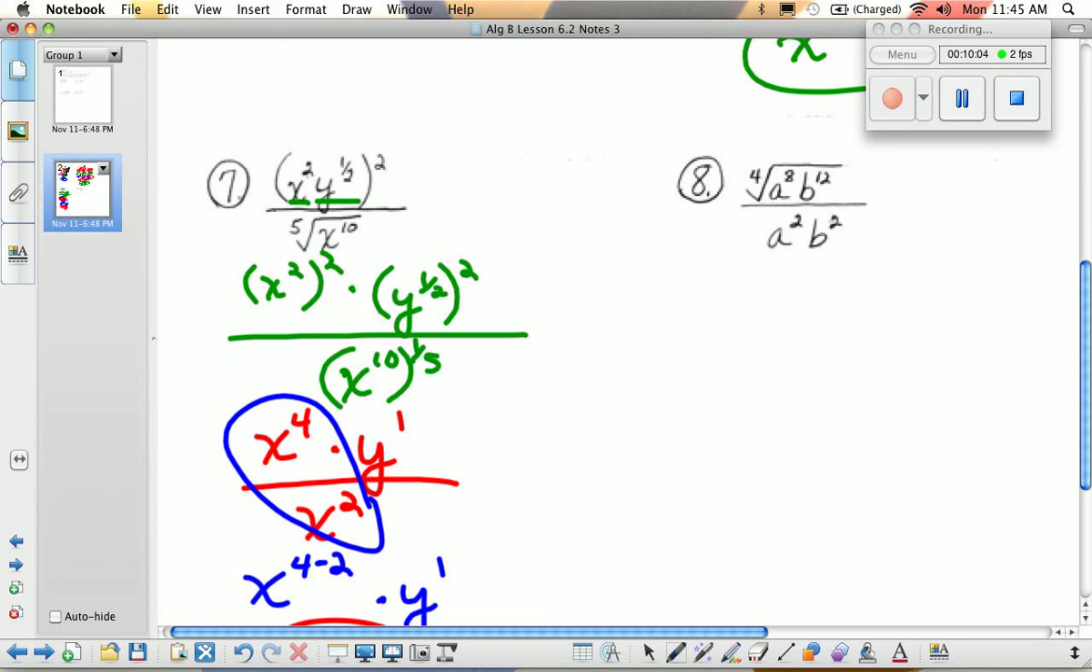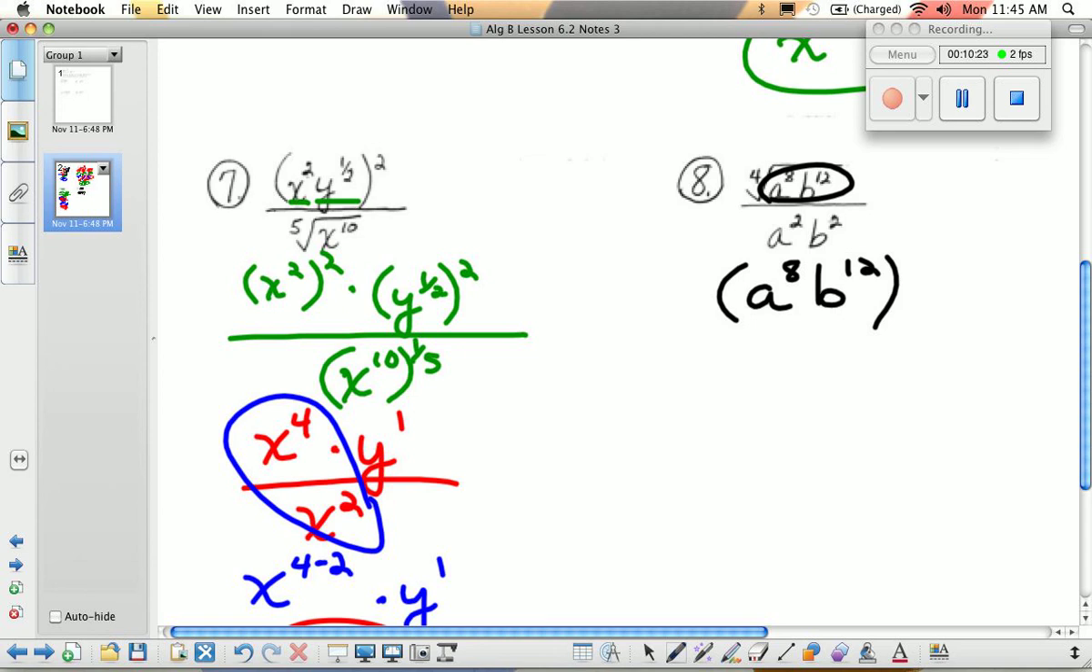Don't we have to take all of this that's underneath the radical sign, put it in parentheses, a to the 8th, b to the 12th? That's what we need the fourth root of. Make the 4 go away. So how are we gonna make that 4 go away?